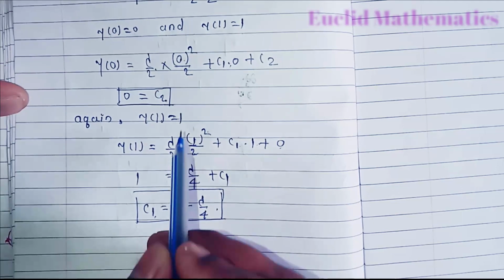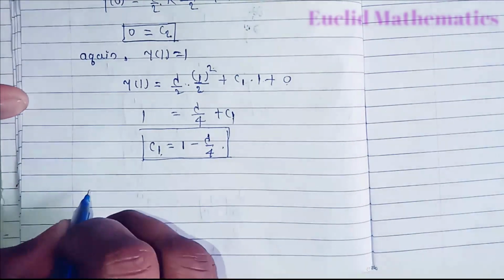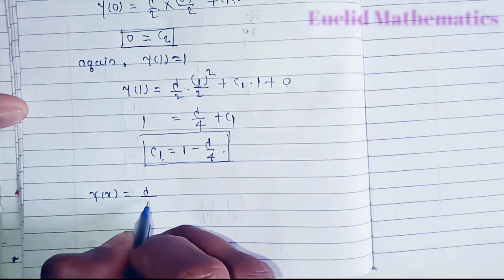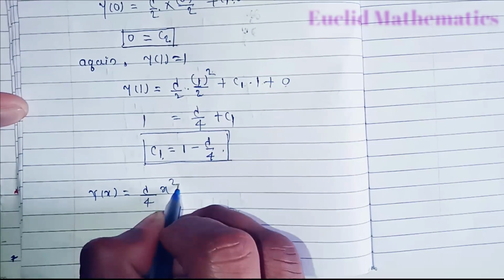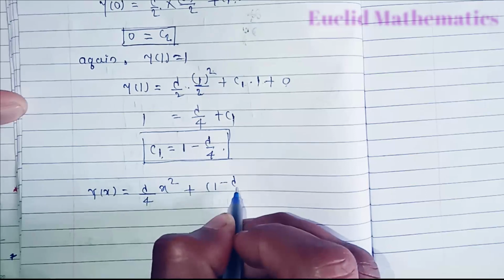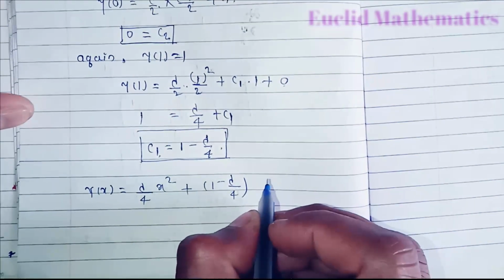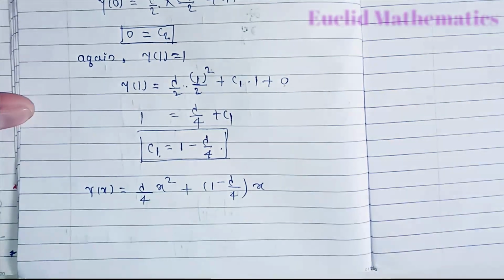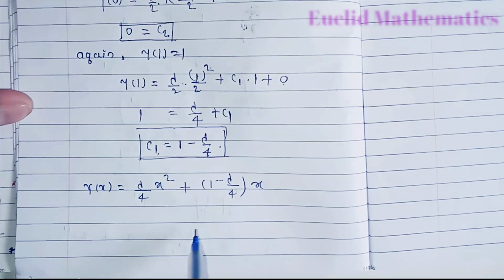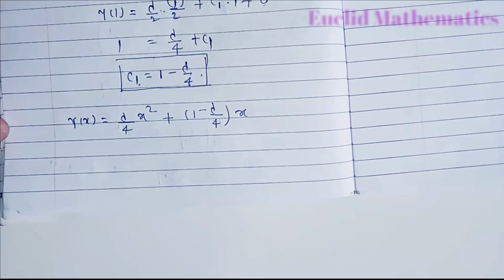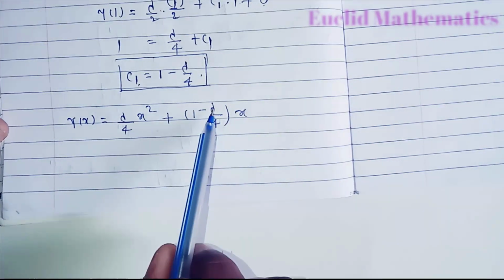Now substitute the values for c1 and c2 in our y of x. So y of x gives lambda by 4 x square plus 1 minus lambda by 4 times x plus c2, which remains 0. Now solve it further. Our next job is to find the value for lambda.